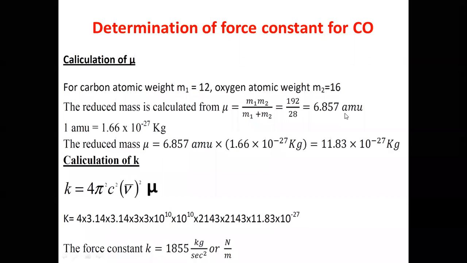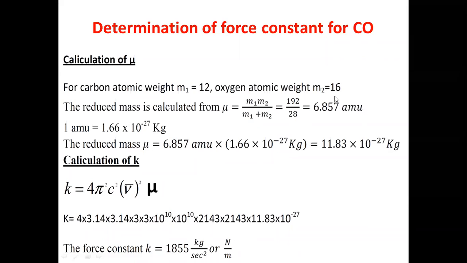Now we have to convert this atomic mass unit into kgs because we are expressing force constant in kg per second square. 1 AMU equals 1.66 into 10 power minus 27 kgs. If you multiply with this, the 6.857 will become 11.83 into 10 power minus 27 kg.